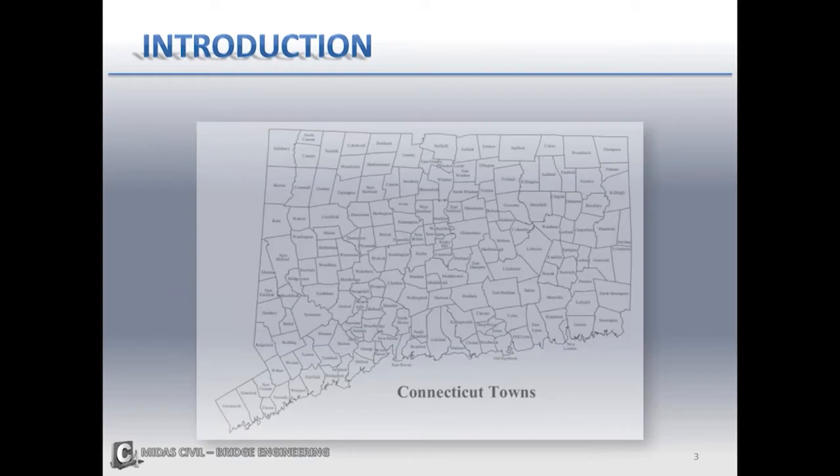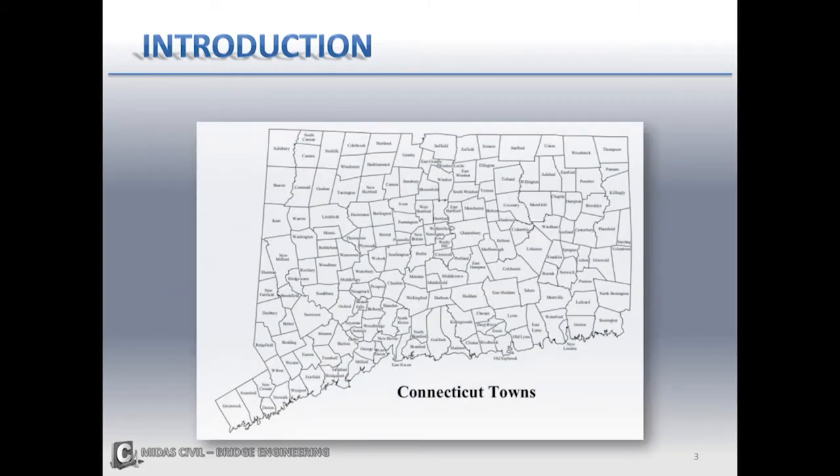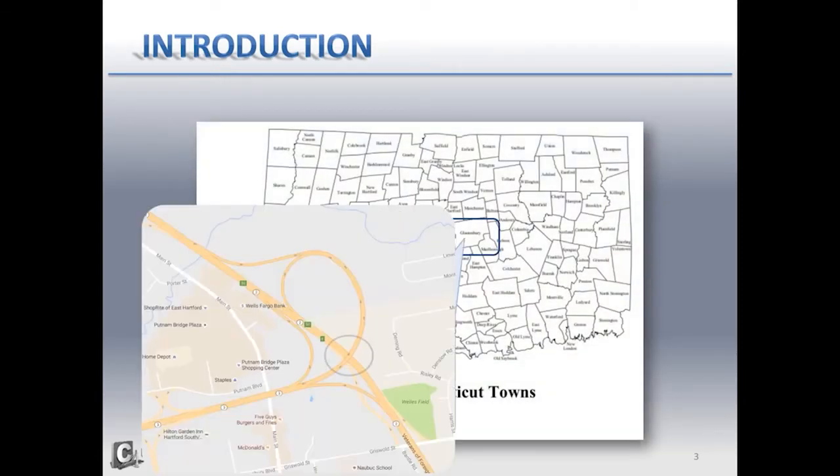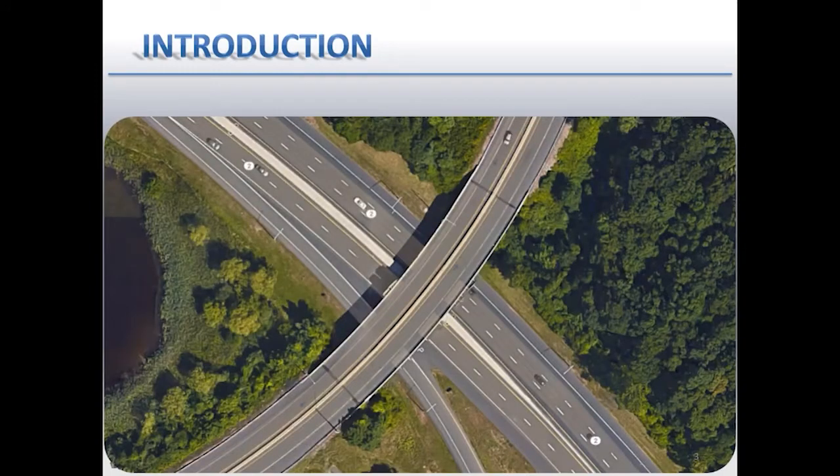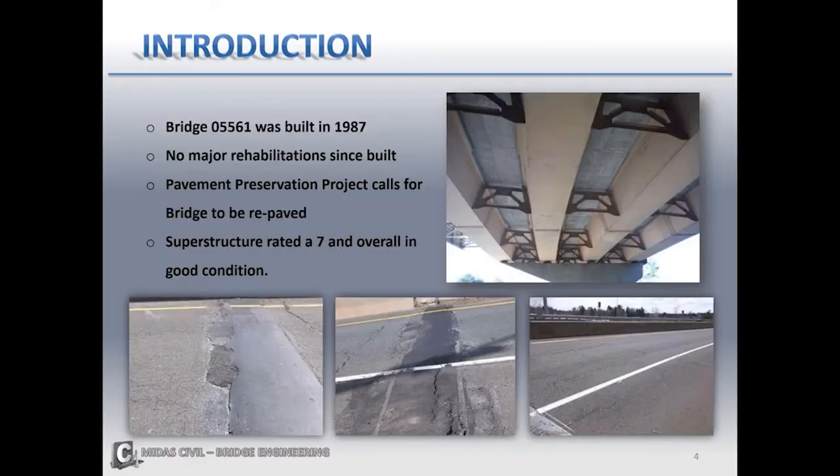Alright, so the bridge is located in Connecticut in the town of Glastonbury. Here's a map of the bridge itself. It carries Route 3 over Route 2, and here's an aerial view of the actual bridge. The bridge number is 5561, and it was built in 1987. So it's not a very old bridge. There has been no major rehabilitation done to the bridge since it was built.